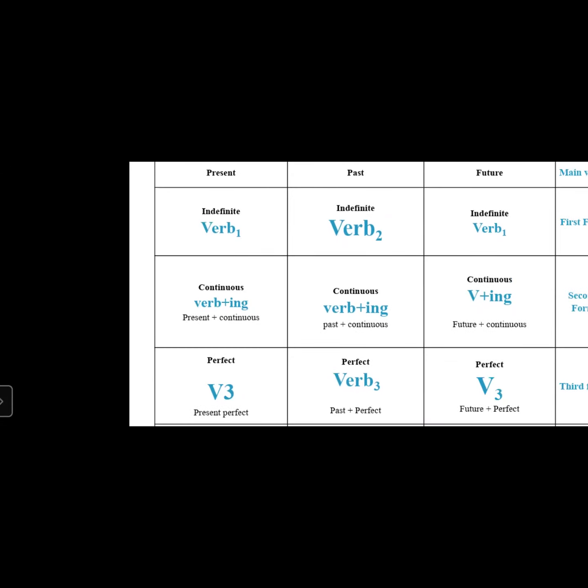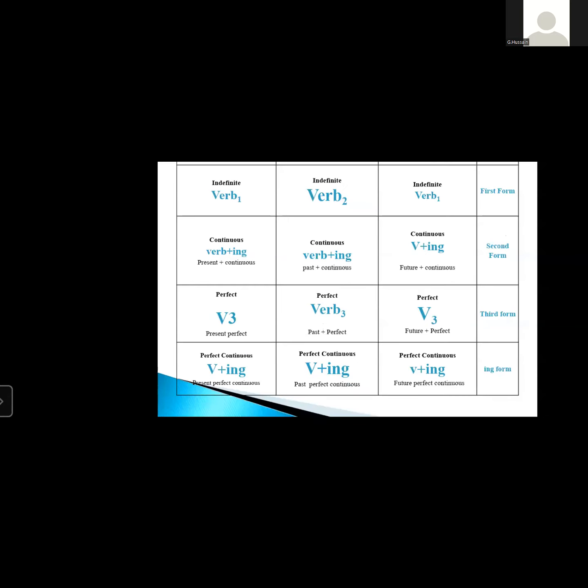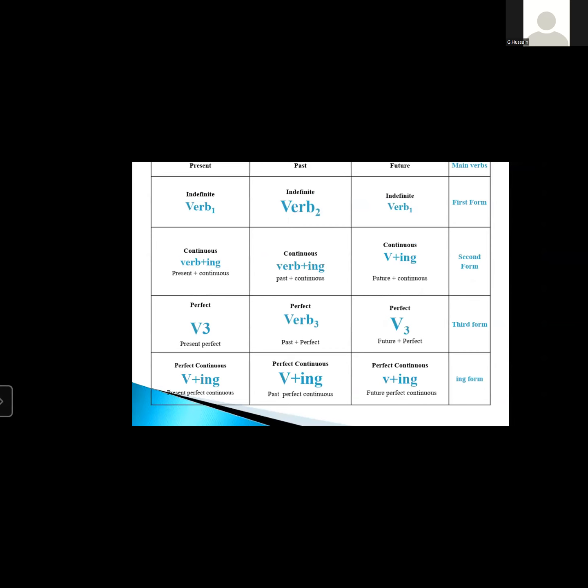Which main verb form comes in present perfect tense? The perfect tense, your answer must be verb 3. Or which form of main verb do we use in continuous tense? It's verb ing. Which form of verb do we use in past tense? Verb 2. Which form of verb do we use in present indefinite or future indefinite? Verb 1.